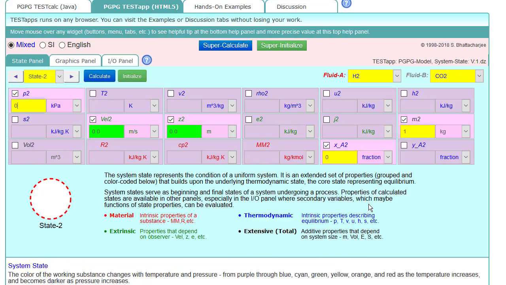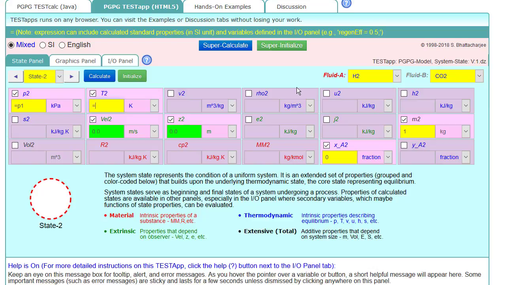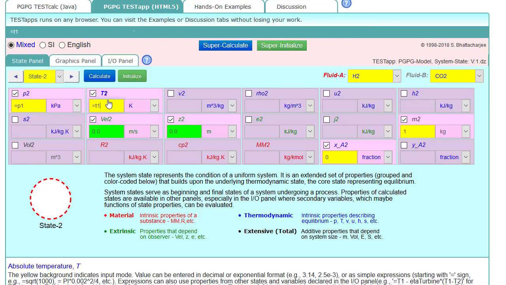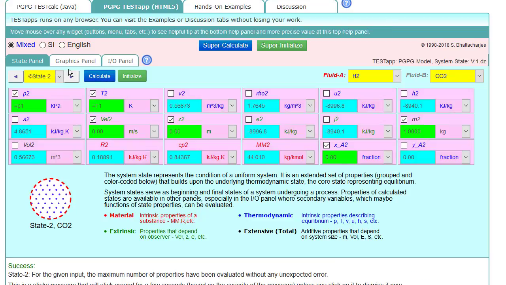And then it says it's the same pressure and temperature, so we could either type in 100 kPa and 300 Kelvin again, but it's easier to just change it to equals P1 and equals T1. And then that's all of our information we need.